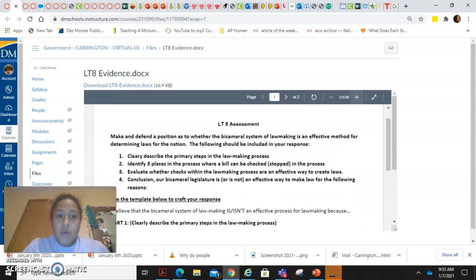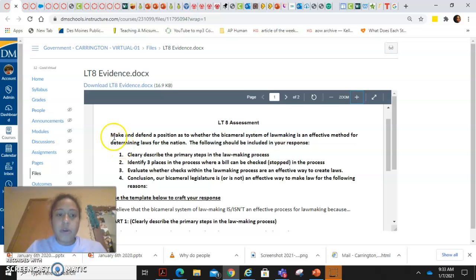All right. So you are in this assessment. You are simply going to make and defend a position as to whether the bicameral system of lawmaking, which is the two-chamber system, so Congress is divided into two chambers, the Senate and the House of Representatives. They work together to make and pass laws, okay? So does the bicameral system of lawmaking, is it effective method for determining and making laws for this nation? Is it effective? Essentially, okay?